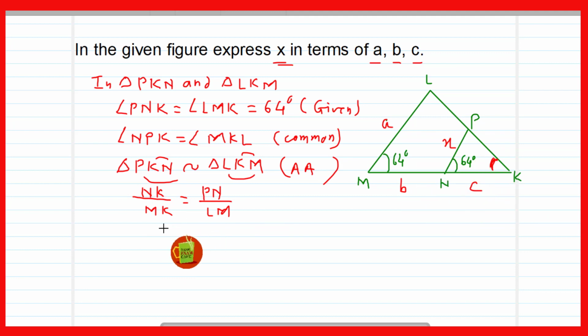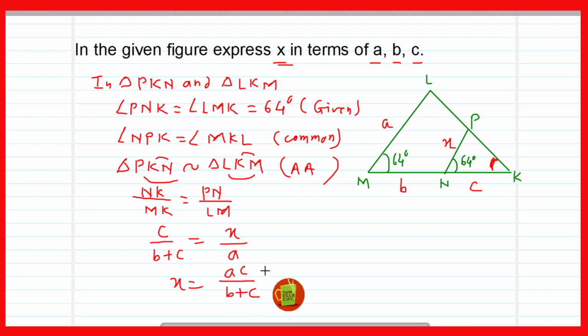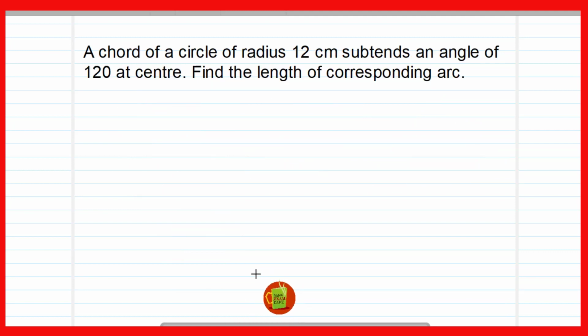Now here put the lengths of these sides. That will be NK, that is C. So put here C, then MK, this total distance, that will be B plus C, which is equal to PN. PN is what? It is X upon LM. LM is A. So take A to this side, you will get the value of X, and therefore X will be equal to AC upon B plus C. And friends, here we have expressed X in terms of A, B and C. Now let us move to the next question.